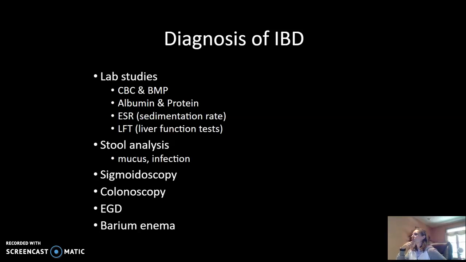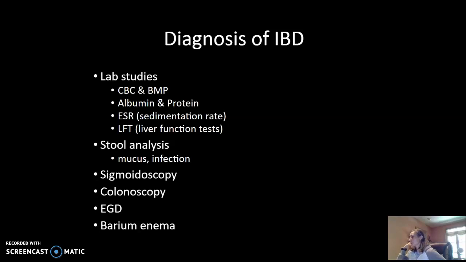The sedimentation rate is going to probably be high, and that shows us that there's inflammation going on in the body. The liver function tests may be elevated if there's cholangitis, which is inflammation of the bile duct. We might do a stool analysis just to look at mucus, see if there's infection in the bowel. Helps us rule out other things like C. diff, for example. And we may also look to see if there's blood in the stool.